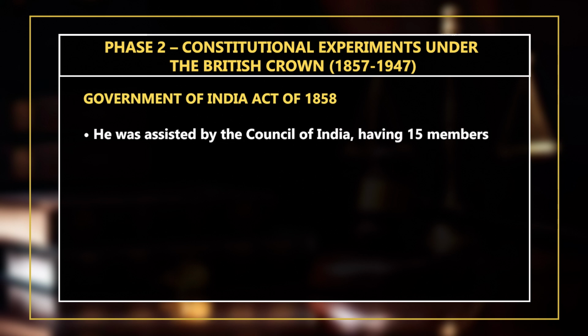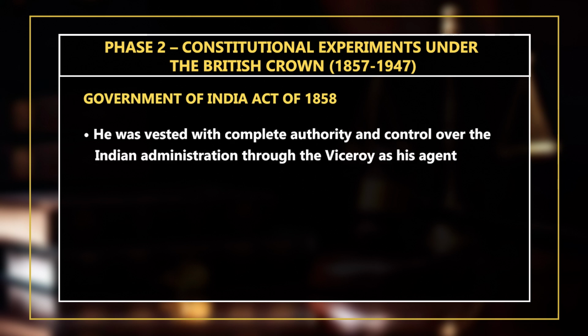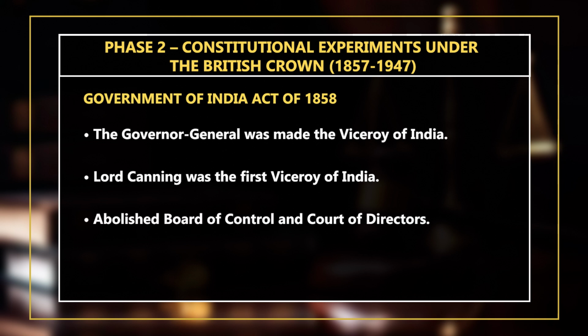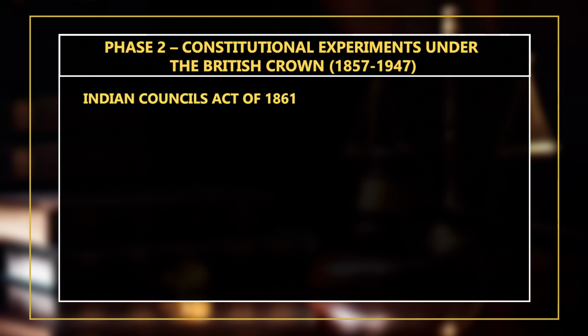He was assisted by the Council of India having 15 members. He was vested with the complete authority and control over the Indian administration through the Viceroy as his agent. The Governor General was made the Viceroy of India. Lord Canning was appointed as the first Viceroy of India, and therefore he abolished the Board of Control and the Court of Directors. Then came the Indian Councils Act of 1861.